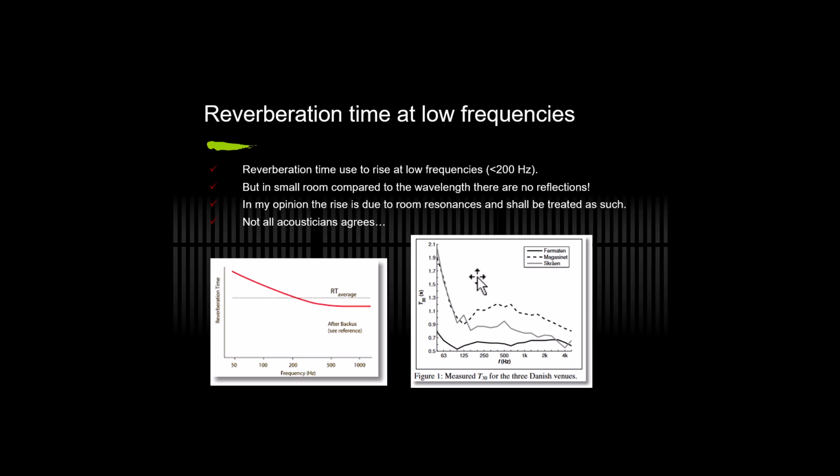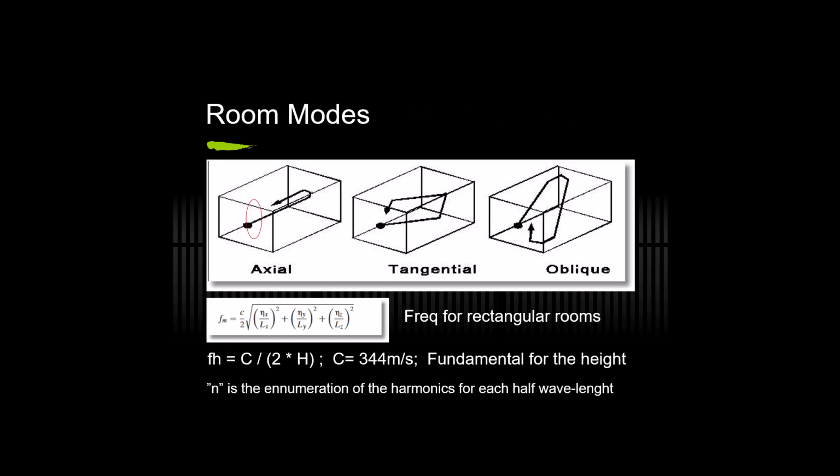So in my opinion, there is no reverberation below this frequency. The only thing you see is the resonance from the room. There are no reflections because the room is too small for reflections, and these resonances should be treated like resonances. So this is how the room modes are created.